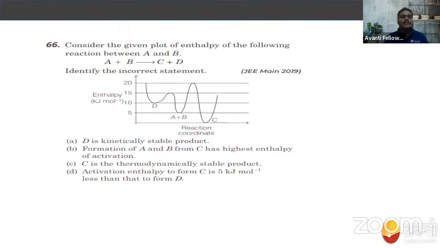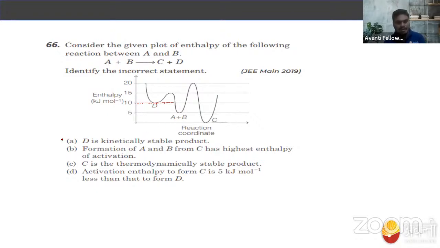The first one is, D is a kinetically stable product. Yes, we can see that D is a very stable product, right? So its stability is more. How will you know its stability is more? Whenever the energy is less, we can say that its stability is much more. Right. Now, the formation of A and B from C has the highest enthalpy of activation.